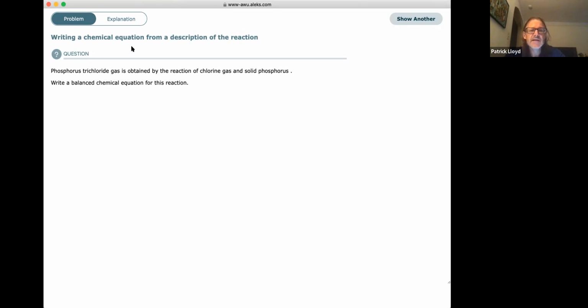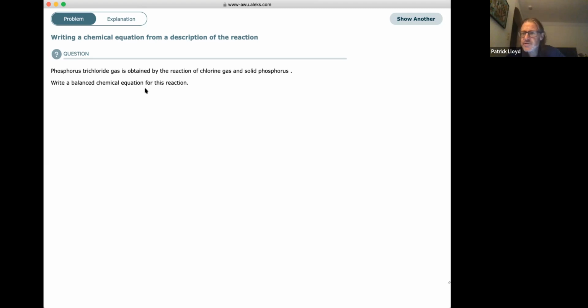So this says writing a chemical equation from the description of a reaction. And it says that phosphorus trichloride gas is obtained by the reaction of chlorine gas and solid phosphorus. Write the balanced chemical equation for this reaction. So a reaction is a process you observe occurring. For example, digestion is a bunch of reactions. Those are processes. It is sometimes the case that we can write an equation, which is like a mathematical equation. We call it a chemical equation for some sort of chemical process.